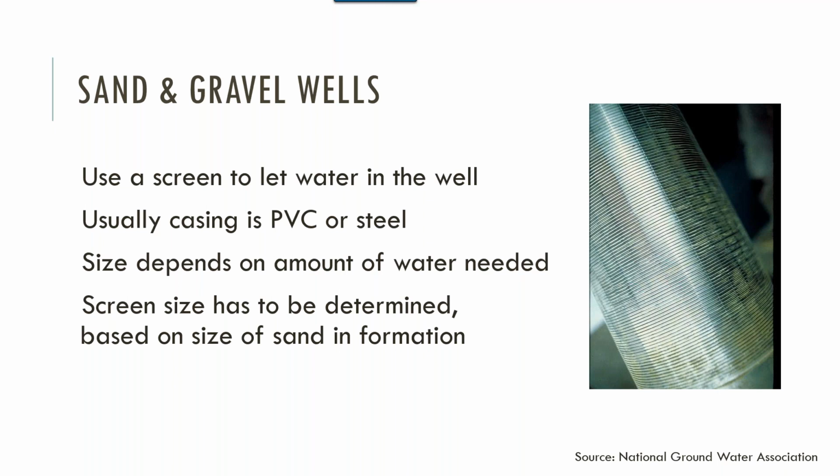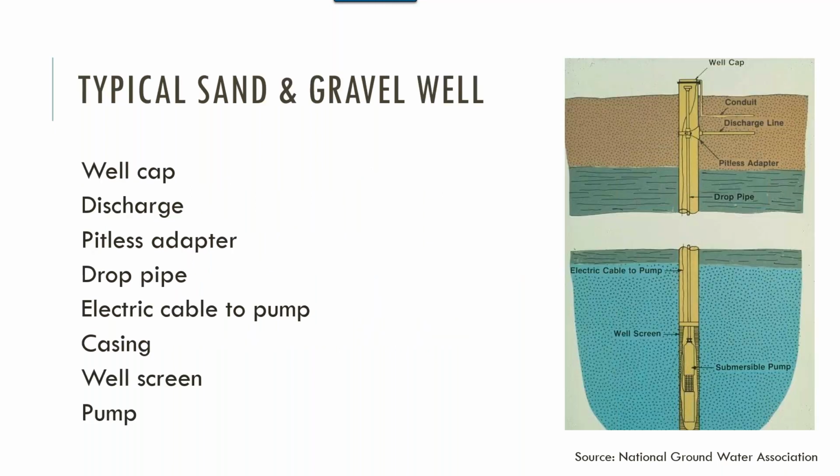You also use a gravel pack, which is a sized sand that you purchase. So it's all uniform size that goes around the well screen. And that helps keep some of the fines from getting out into the well when you pump it. Here's a diagram of a typical well. What's different between a sand and gravel well and a bedrock well is a sand and gravel well has a screen. And so the water's only coming in where the screen is. The rest of the well is a solid casing.